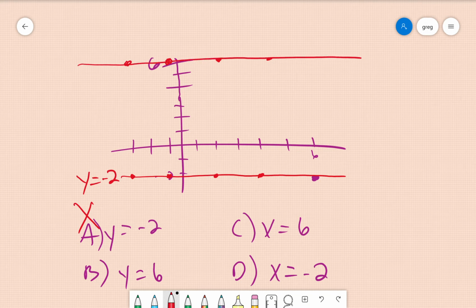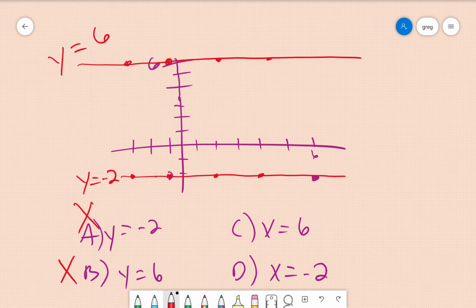Is that a vertical line going through? Not at all. So we know it's not B, right? This is y equals 6. So what are we saying here? Anytime you have y equals, what type of line is that? Yes. There you go. So right away, y equals is going to be a horizontal line. So we know that if you're talking about a vertical line, anything y equals is automatically out of the picture.